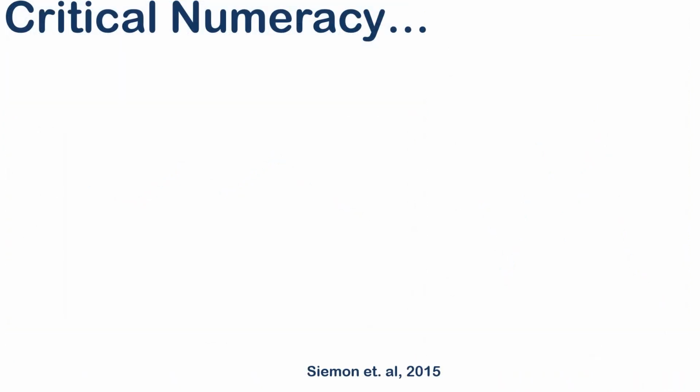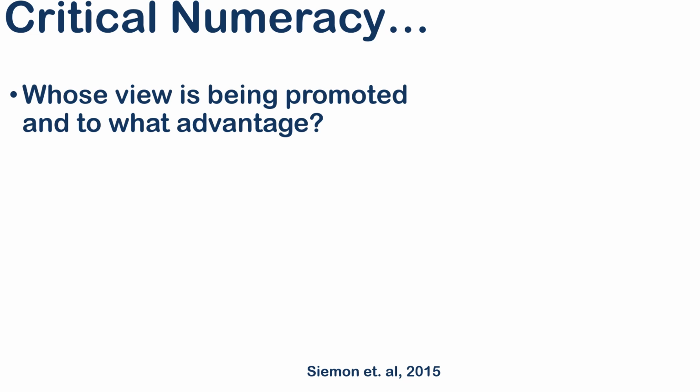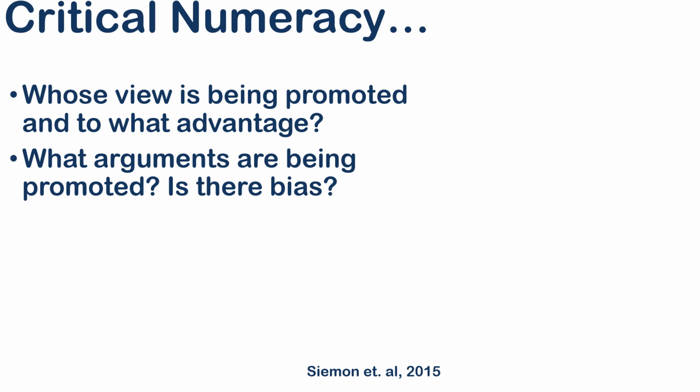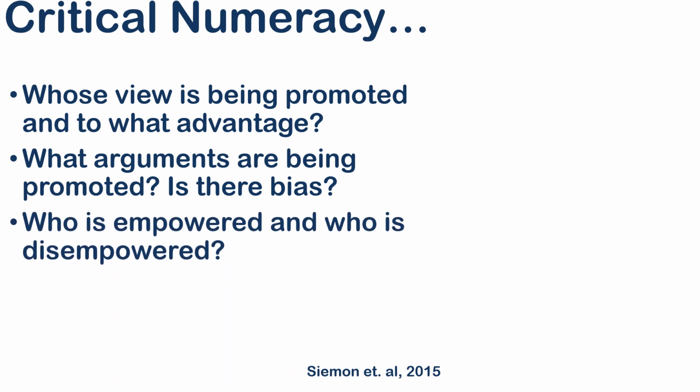So when we look at critical numeracy, we need to have a think about whose views are being promoted and to what advantage. And certainly we don't want to have this to our own disadvantage. What arguments are being promoted, and is there any bias? Well, we could see there was certainly bias in those two graphs.